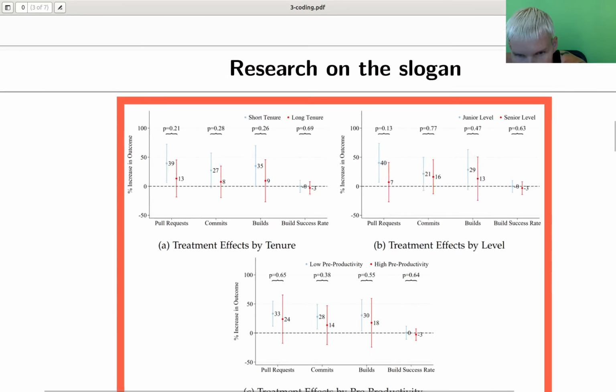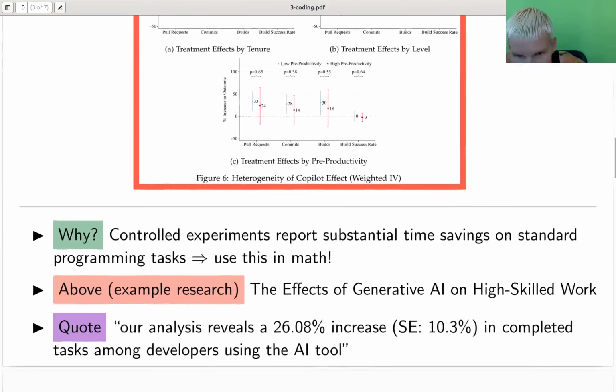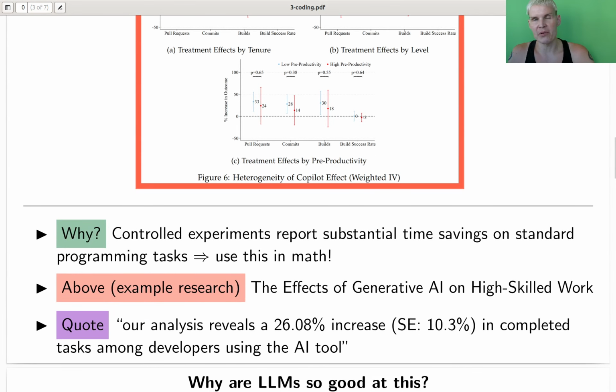And before we zoom in here, let me just pull up the idea here. Controlled experiments, so people have done that, right? People have studied how useful AI is with coding, for example, or as the name suggests, high-skilled work, whatever high-skilled work is. And literally the quote I take from this paper is, our analysis reveals quite a large increase in completed tasks among developers using AI tools. They have some more information on the study. It's pretty good.